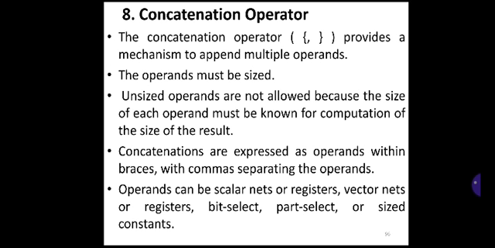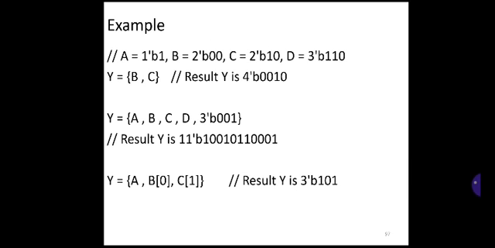Concatenations are expressed as operands within braces with comma separating the operands. The type of operand can be either a net or a register, which can be a scalar type or a vector type. That is, scalar nets or registers, or vector nets or registers. It can also be a bit select, a part select, or a sized constant. A constant number can also be included, but it should be sized. So here are the examples.